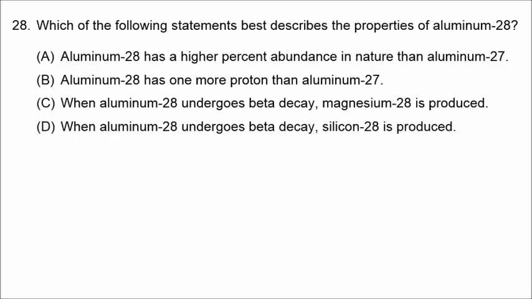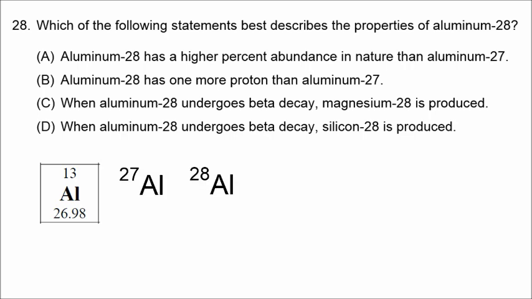In number 28, this is aluminum, which has the average atomic mass of 26.98. We are talking about aluminum-28 and sometimes comparing it with aluminum-27 depending on the choice. Letter A says that aluminum-28 has a higher percent abundance in nature. Well, considering that the average mass of aluminum is almost exactly 27, the aluminum-27 isotope would be more abundant. So we can rule out choice A.